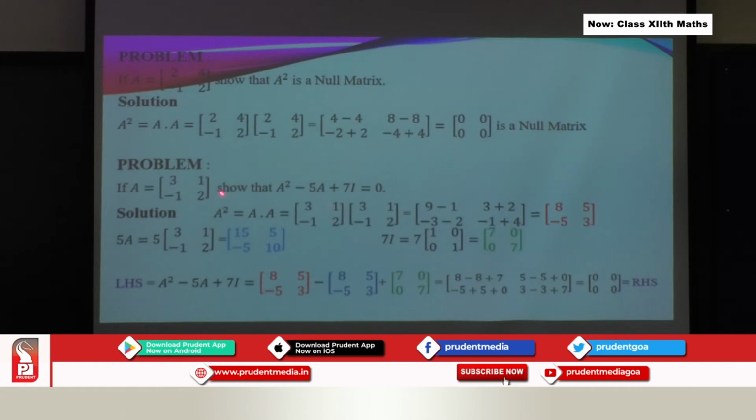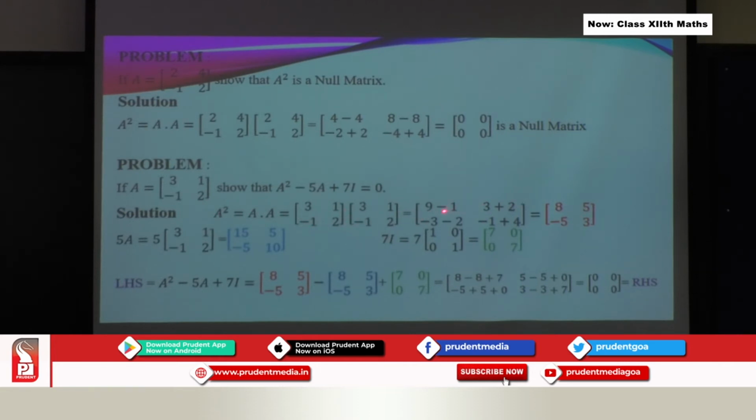How will I consider it? Look at this. I have a matrix of order 2, so I will take the identity matrix of order 2 only, and to that I will multiply 7. So what will I get? I will get a scalar matrix with diagonal entries as 7. You can see here, 7I equals, 7 gets multiplied to the identity matrix of order 2 and you are getting it as this. Perfect. So A square you are getting in this way.